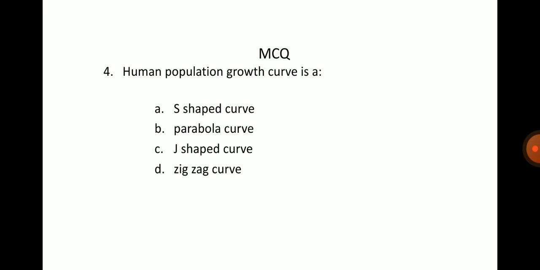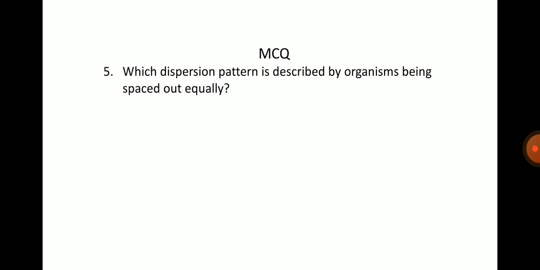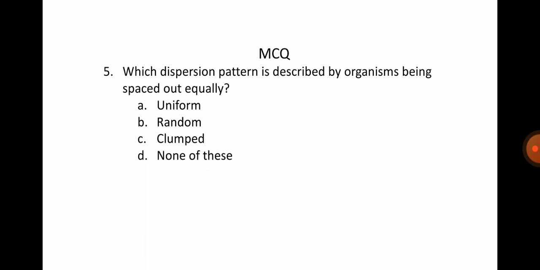The next, that is the fourth question. Human population growth curve is a, option A, S-shaped curve, B, parabola curve, C, J-shaped curve, and D, zigzag curve. So the answer is option C, that is J-shaped curve. Next question, that is the fifth one. Which dispersion pattern is described by organisms being spaced out equally? The options are A, uniform, B, random, C, clumped, and D is none of these. So the answer is option A, that is uniform.